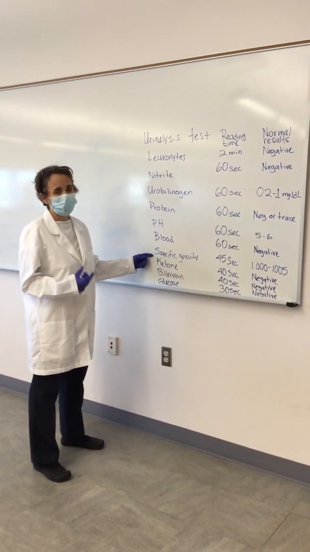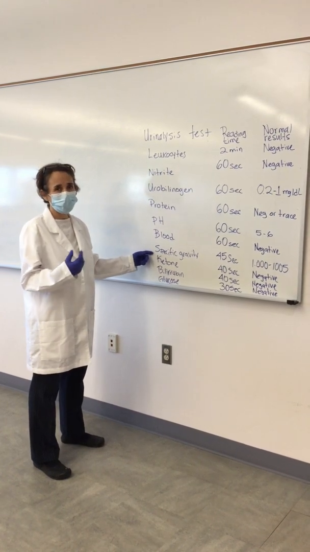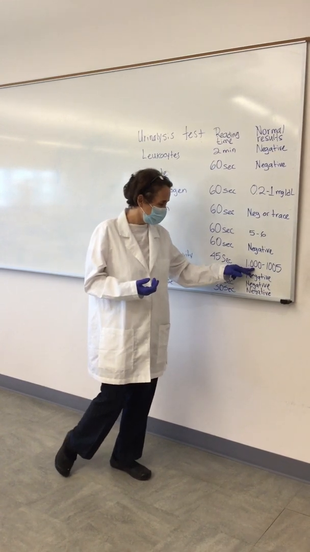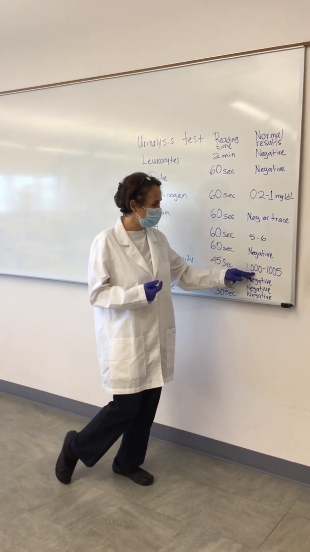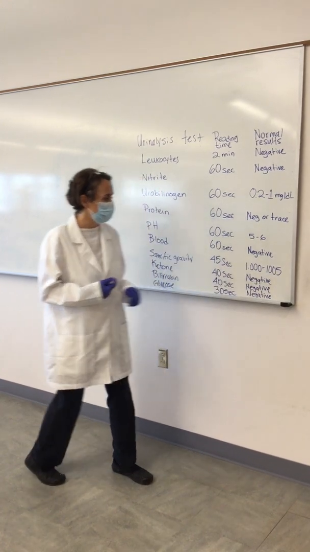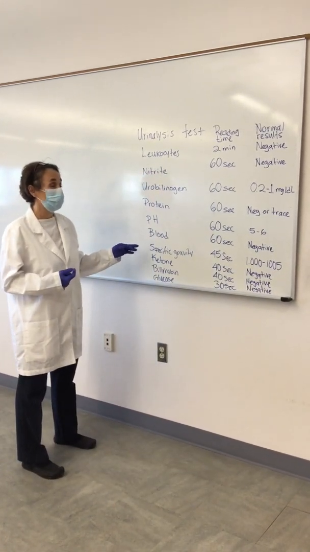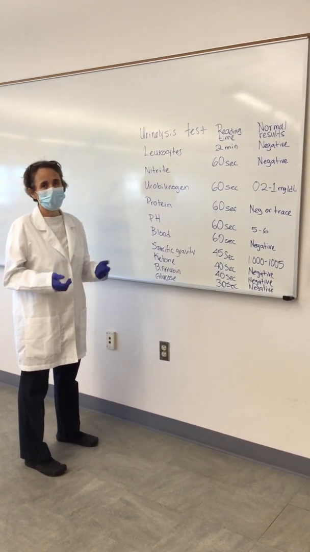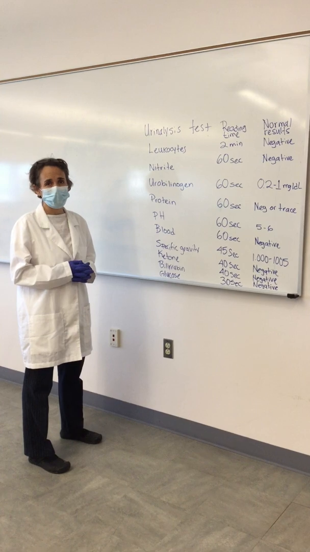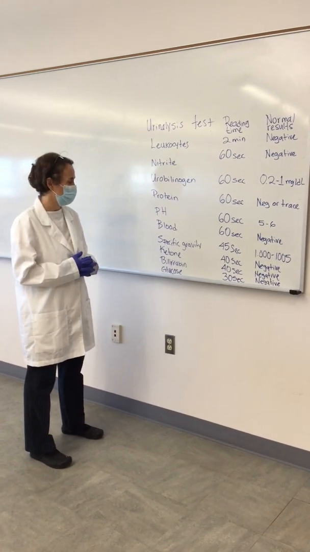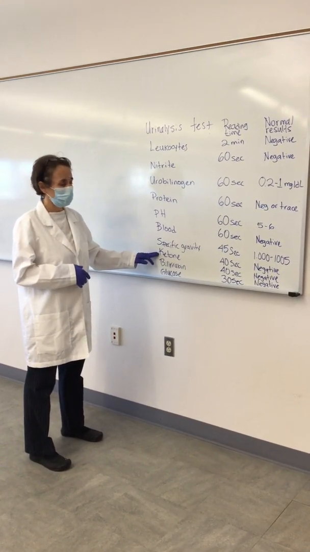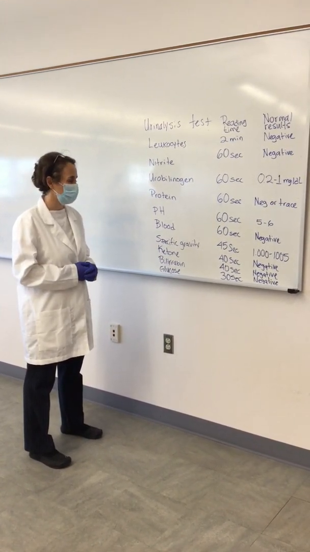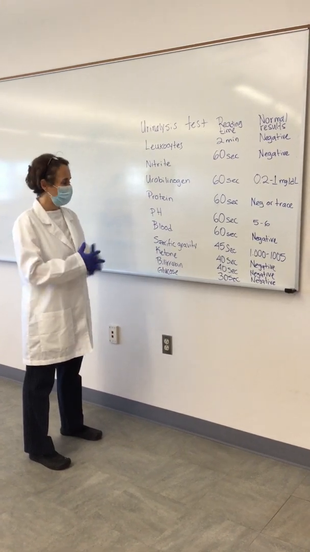Now, specific gravity is how dense the urine is, so it shouldn't be so diluted, but it shouldn't be so concentrated. The normal specific gravity is between 1.000 and 1.050. And if someone has over-diluted urine, that means that there is a problem with ADH, which is called the antidiuretic hormone. For ketones, we shouldn't have any because this is a byproduct of the metabolism of these amino acids.